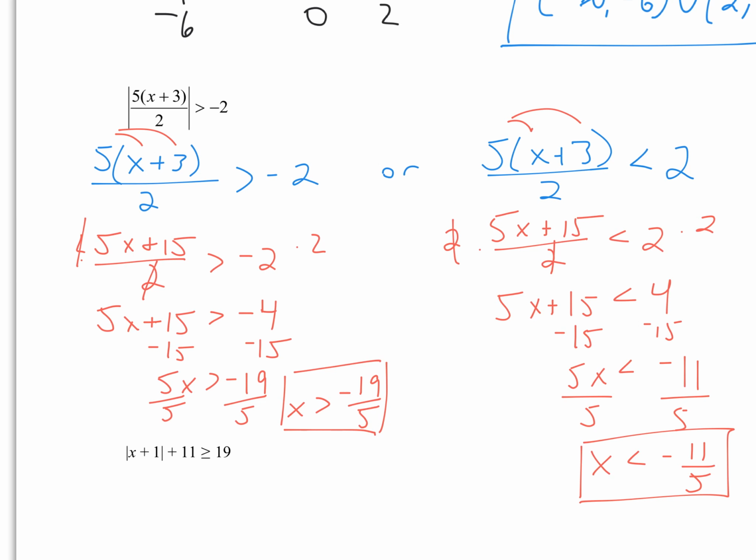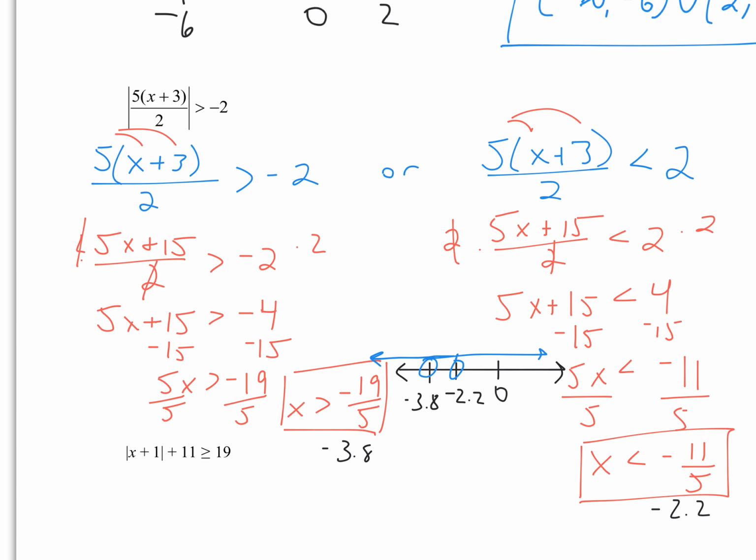Graphing this on a number line, I'm going to put it in the space I have right here. This is 0, negative 19 fifths, or negative 3.8, would be right here. I'm going to use the decimal value. Negative 11 fifths, or negative 2.2, would be right here. Now it's greater than negative 3.8. It's less than negative 2.2.